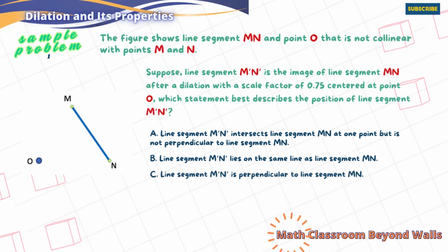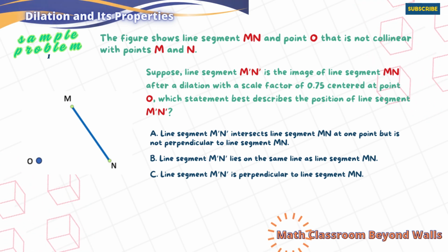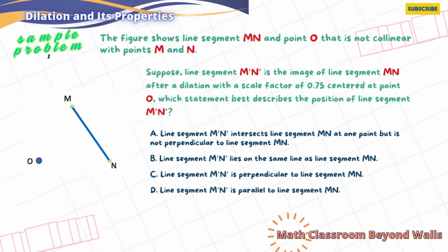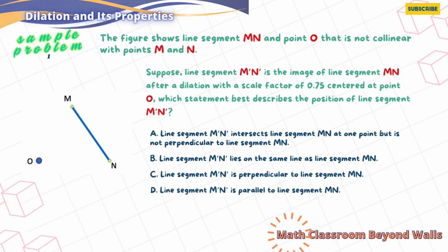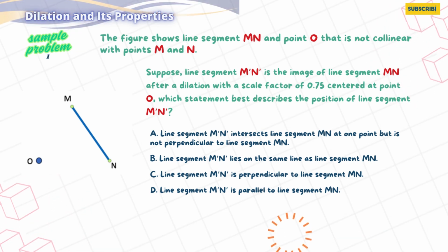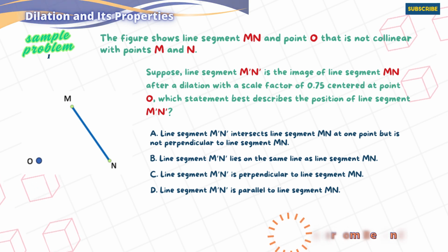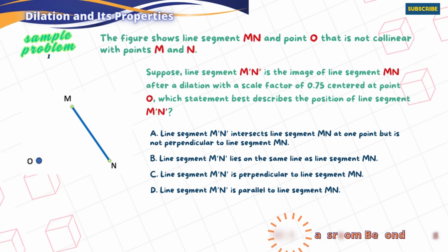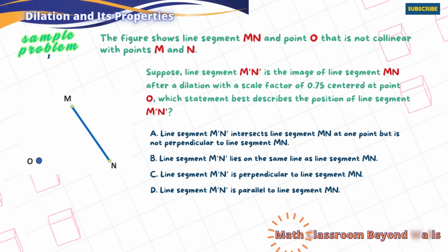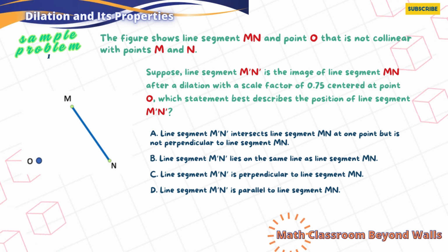Option C, line segment M prime N prime is perpendicular to line segment MN. And option D, line segment M prime N prime is parallel to line segment MN. As usual, we begin by reading the whole problem and may read it several times when needed to know what we're looking for, to determine what are given, and to figure out how the given information help find what we are looking for.